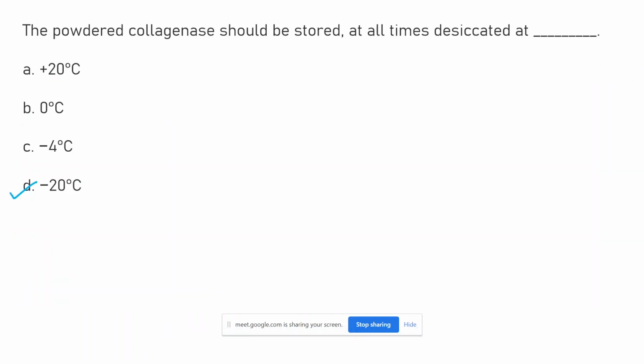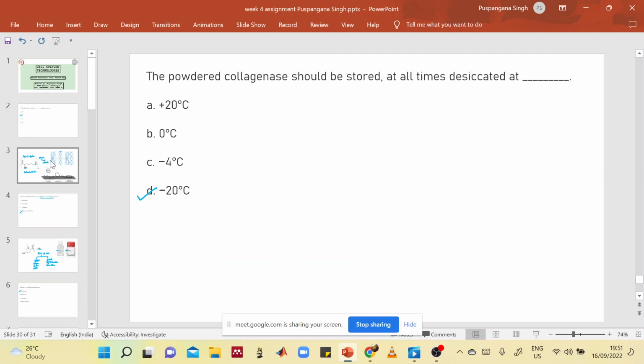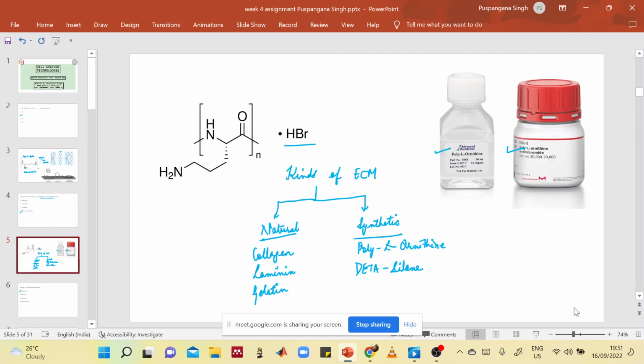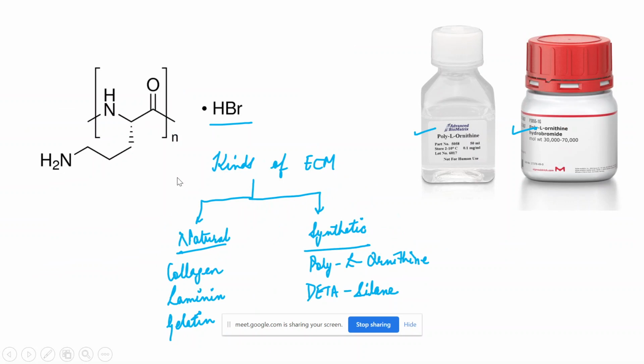The answer to the last question is minus 20 degrees Celsius. Do polyl ornithine and ornithine mean the same? No, they are not the same. Ornithine is synthesized from glutamate, I think, in the body, in the urea cycle. But polyl ornithine, as it says poly, is a different thing. So this is polyl ornithine.